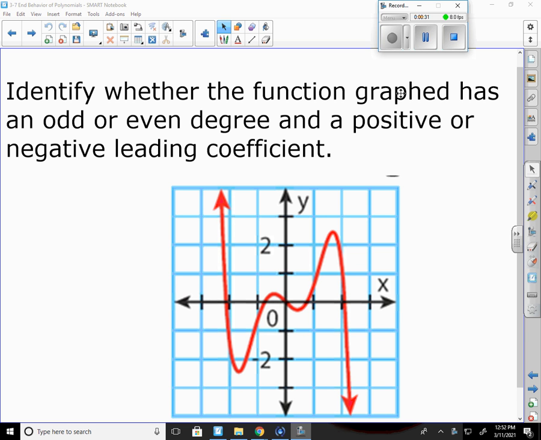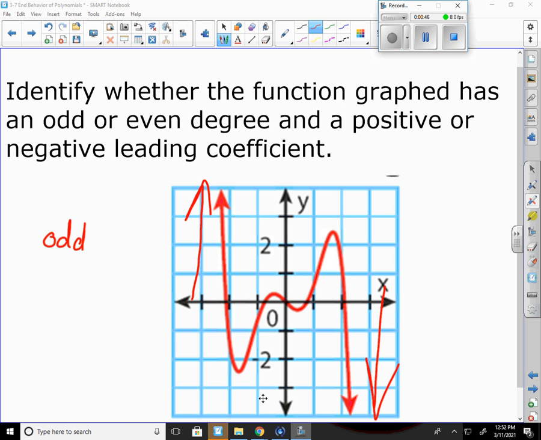So if I'm looking at this one, I can tell that this is going to be an odd degree. Do you know why? It's going to be odd because my arrows go two different directions. One goes up and one goes down. If it was even, they would be both going the same direction.